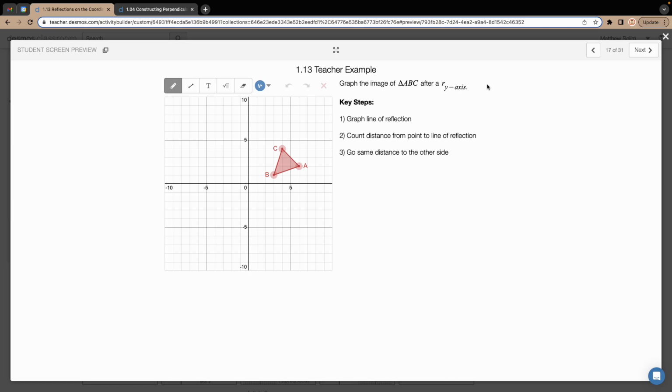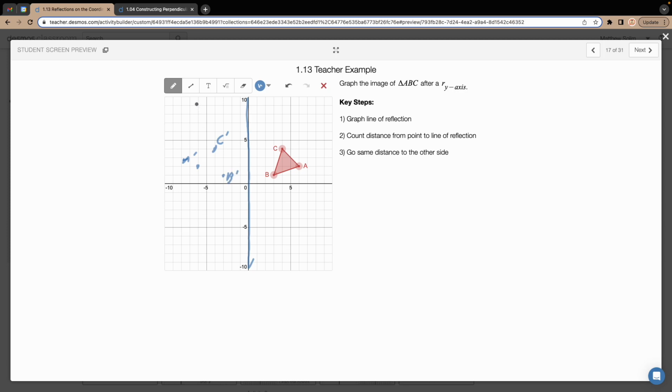So for example, if I wanted to reflect across the y-axis here, the y-axis is straight up and down. So I want to go straight left and right. And C is 1, 2, 3, 4 away, so I'm going to go 1, 2, 3, 4 to the other side. There is C prime. A prime is 1, 2, 3, 4, 5, 6 away, so I'm going to go 6 to the other side. There's A prime. And then B prime is 3 away, so 1, 2, 3 to the other side.